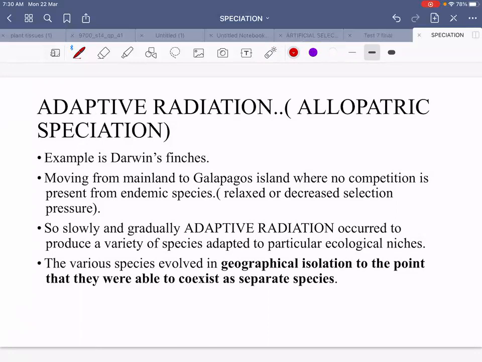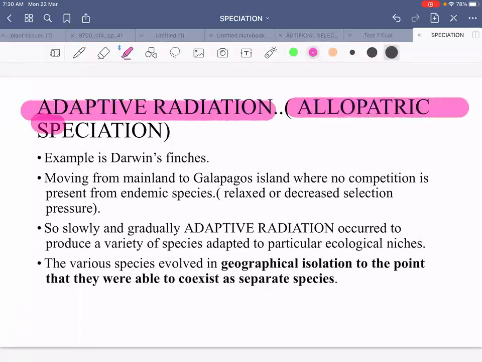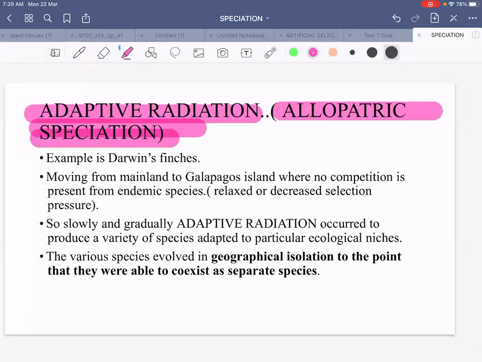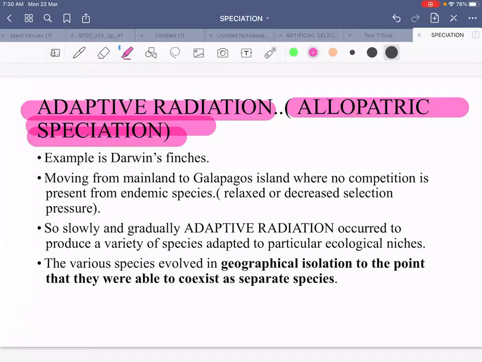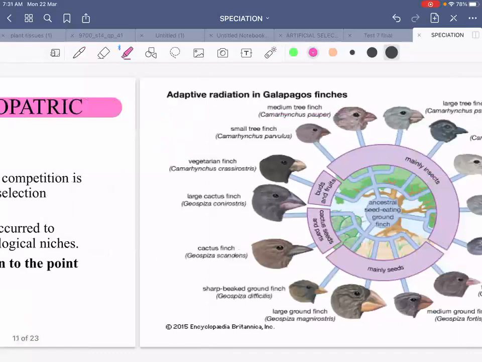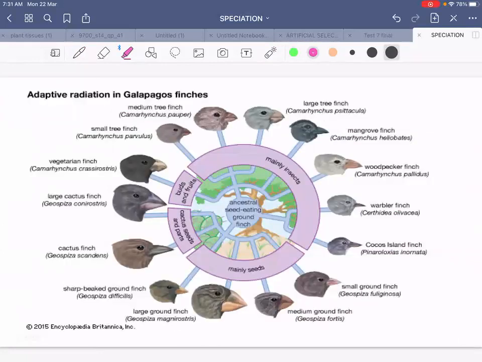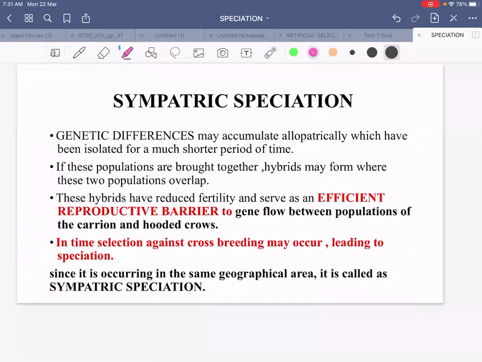hi kehte hain. Why have I used this word? Because if you come across this in your exams, you should remember that there is no difference between adaptive radiation and allopatric speciation, right? Speciation that happens when two subpopulations are separated geographically. Picture of adaptive radiation in Galapagos Islands, different kinds of finches, different shapes and sizes of their beaks because they are feeding on different prey. ठीक है?